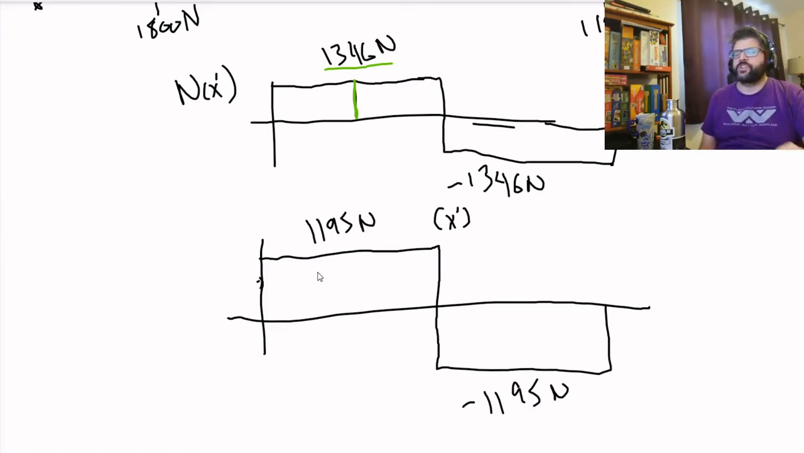Now, one thing I would like to point out is that unlike tension, the sign of the shear load is a matter of convention. And some people use different sign conventions for that. This is the one that I'll be using for this course. It's the one that most textbooks use. It's the one I think kind of makes a bit more sense.